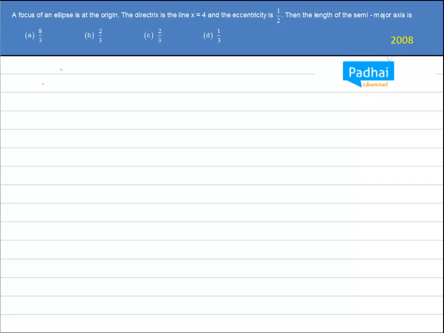Okay, now let us take another 2008 problem which says that a focus of an ellipse is at origin. So that means first of all it is an ellipse, so an ellipse has two foci, we know that, and one of the foci of the ellipse given to you is the origin. So if I call it S1, it is nothing but the point (0, 0), and the directrix is given to you as the line x equal to 4. Also given to you is that eccentricity is equal to 1 by 2.